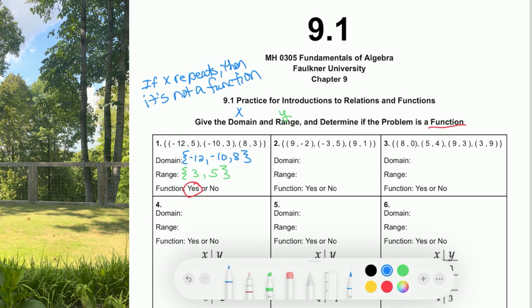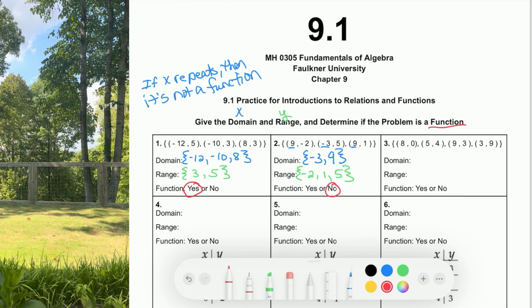Number 2, our values for our domain are -3, that's the lowest, and then we have 2 9s, so we're only going to write it one time, okay? Now we're going to do our range. I have a -2, a 1, and a 5, and we need to have our braces. Now we need to figure out if it's a function. So again, we have to look and see, do any of our x values repeat? Yes, the 9 repeats, so this is not a function.